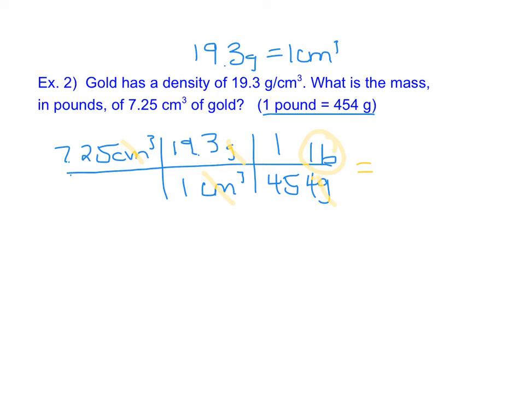Same thing, let's go back to the problem. Each number has 3 sig figs in it, so since we multiply and divide, we need to round to our least number of sig figs. So in this case, it would be 0.308 pounds.